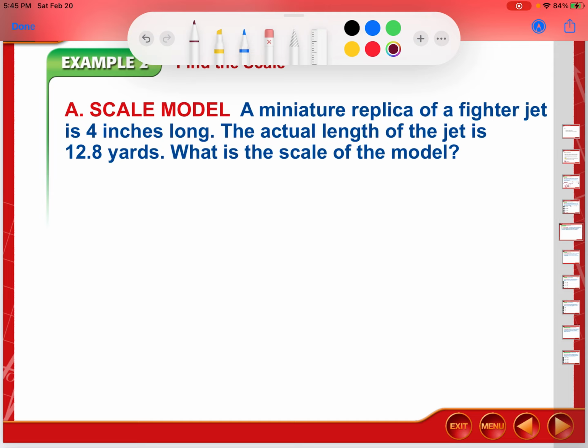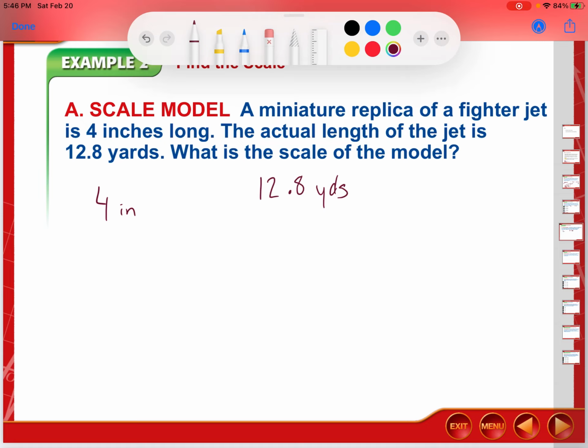So now, the map problems aren't wildly terrible. They do get a little bit more confusing, in my opinion, when we get to our models, just because they like to get weird and do different things with it. So in this one, a miniature replica of a fighter jet is 4 inches long. The actual length of the fighter jet is 12.8 yards. So the replica is 4 inches. The real thing is 12.8 yards. What is the scale of the model?